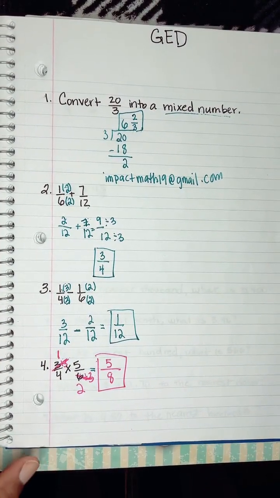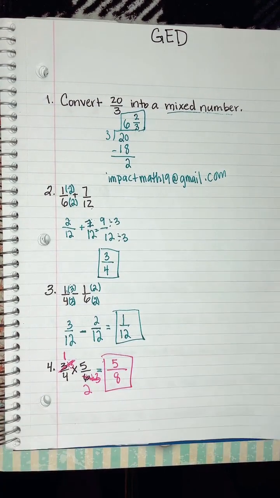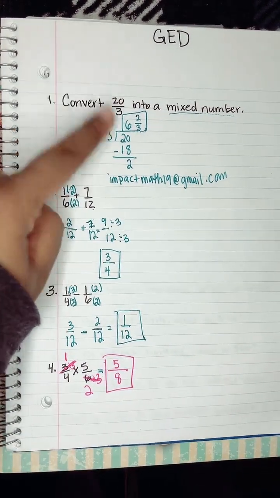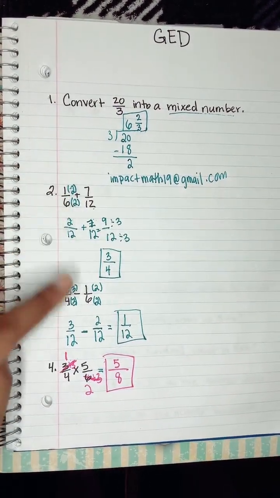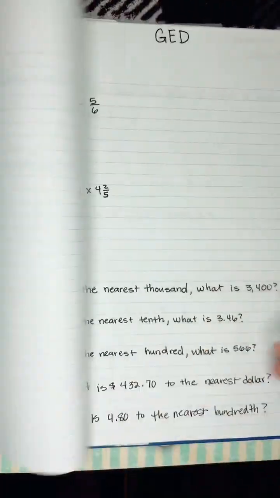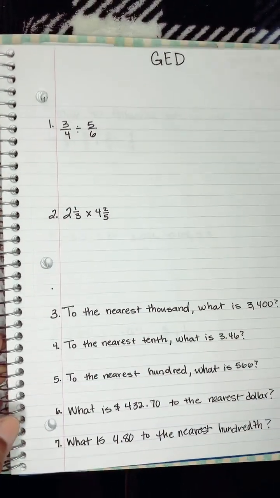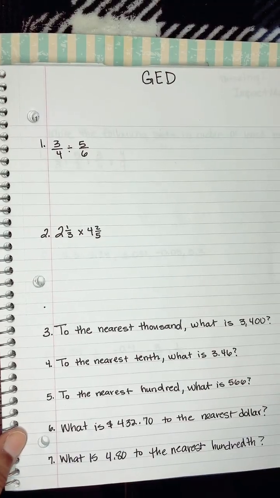Great job, everybody. Any questions? So we converted an improper to a mix, added, subtracted, and multiplied. Now we're going to get to some division, right? Got to do some division.